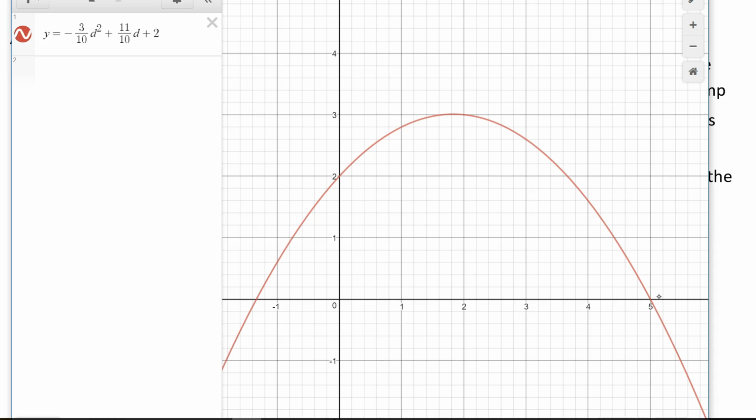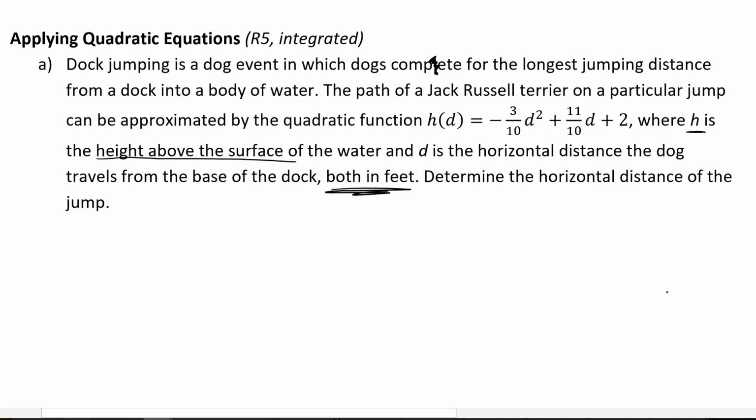We want to get to this algebraically, but what I just want to say is, when the height above the water is 0, that's what we want to use to figure out what the horizontal distance would be. When you see this kind of question, you see, oh my goodness, there are two different kinds of variables. There's an h and there's a d. But we want to determine the horizontal distance, so this is our d. So we want to solve for d of the jump. So we want to see when the dog hits the water. That means that the height above the water would be 0.